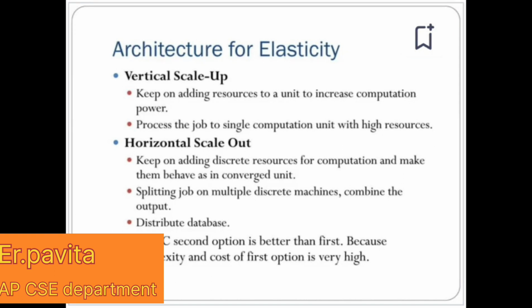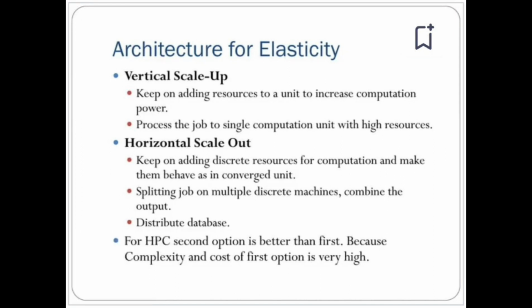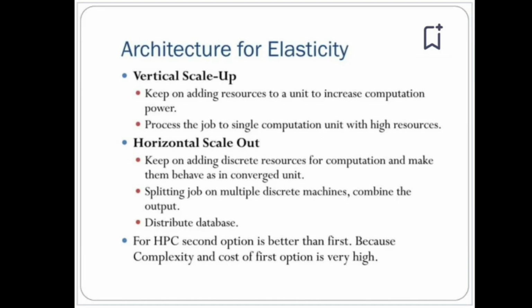Architecture for elasticity. Vertical scale up: keep on adding resources to a unit to increase computation power, and process the job in a single computation unit with high resources. Horizontal scale out: keep on adding discrete resources for computation and make them behave as a converged unit. Splitting the job across multiple discrete machines and combining the output. Distributed database. For HPC, the second option is better than the first because the complexity and cost of the first option is very high.